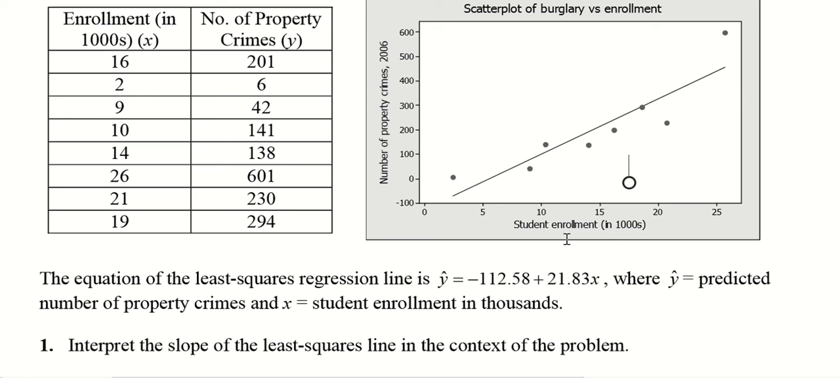So I would rewind and pause. You have to begin by saying for every single blank of the x-axis, the y-axis is going to go up or down on average by whatever your slope is. And in this case, it's 21.83. And what is 21.83? It's going to be the number of property crimes per 1,000 students enrolled. Okay?